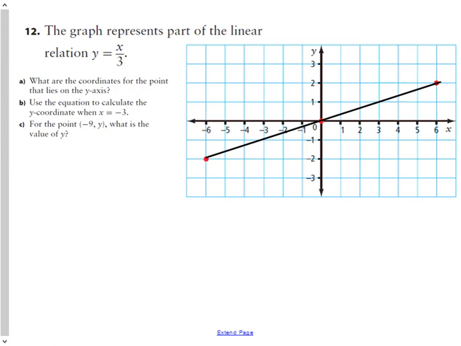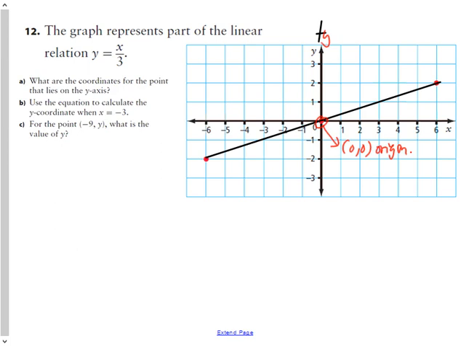What are the coordinates for the point that lies on the y-axis? So remember, this is the y-axis right here. So what are the coordinates for this point right here? The coordinate, of course, is 0, 0. In grade 7, you learned that was called the origin, right?